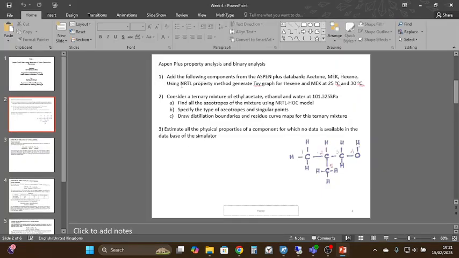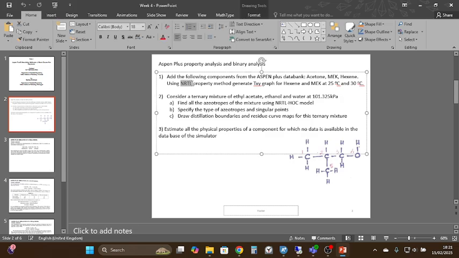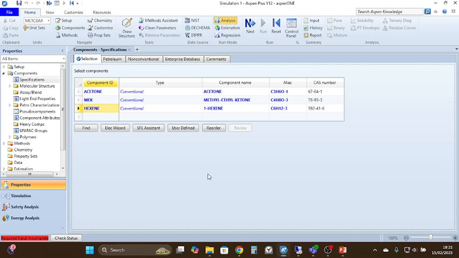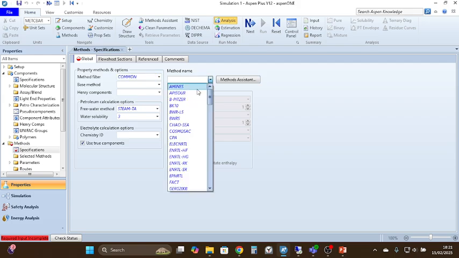Now for the property method, you can use NRTL, or you can select any suitable property method from the property method assistant, which we have discussed in the previous classes. So let us stick to the property method that they have given to us in the question.